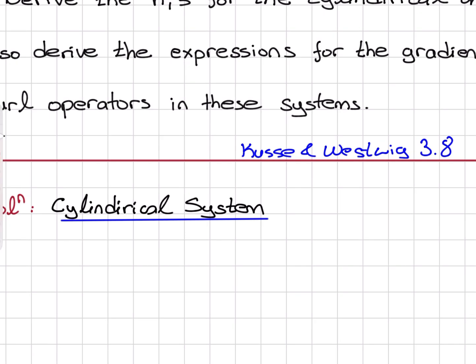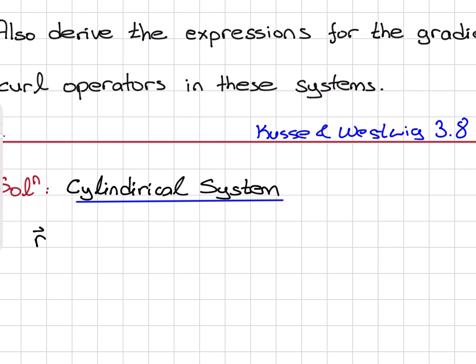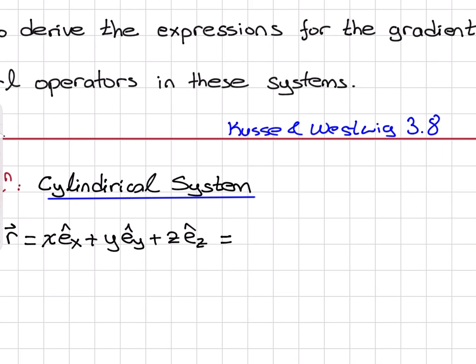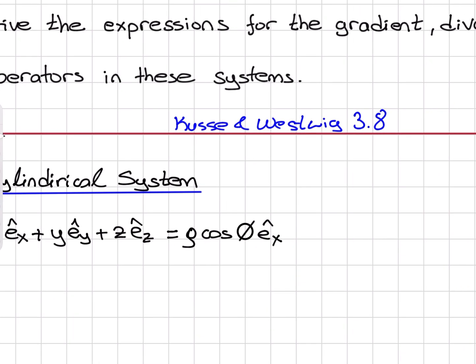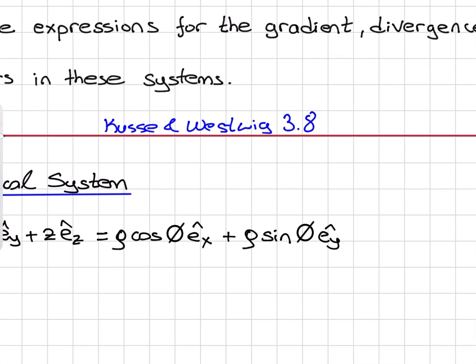We start out by writing the position vector r in Cartesian coordinates. This is x ex hat plus y ey hat plus z ez hat. And the transformation between cylindrical and Cartesian coordinates: x is equal to rho cosine phi, and we have ex hat. y is equal to rho sine phi, ey hat, and then we have the same z in cylindrical coordinates, z ez hat.